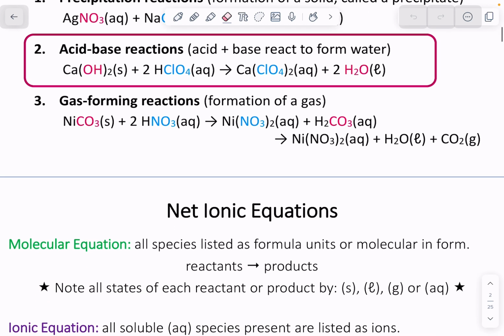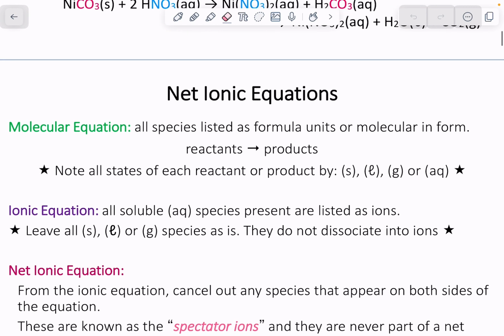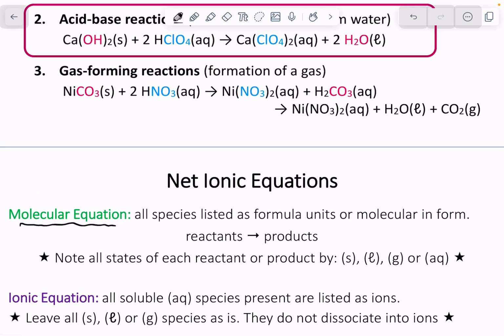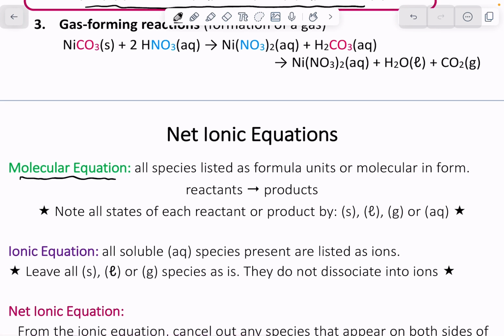But the important thing is that we can write what we call net ionic equations. Usually what you're used to seeing, and what we just saw, is what we call a molecular equation. The molecular equation basically has everything in it. So for example, if I scroll up just a little bit, you'll see that up here is what we call the molecular equation. And what people are also interested in is what we call the net ionic equation.